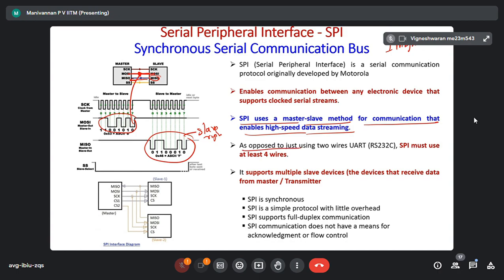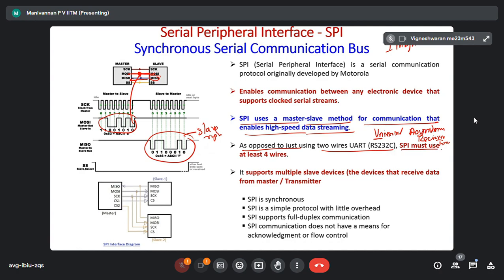Then as an approach to 2-wire communication, USART. USART is nothing but universal asynchronous receiver transmitter. That is called USART. Asynchronous communication was already shown, RS-232.